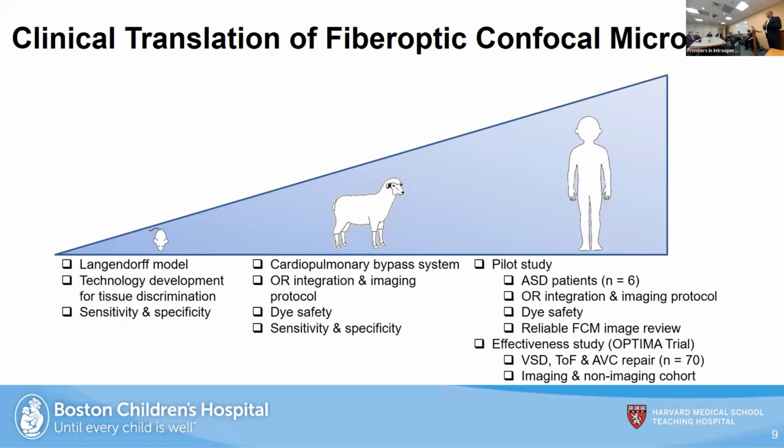And then we followed it up with an effectiveness study, which is called the OPTIMA trial, or the optical tissue identification for myocardial architecture, shortened as OPTIMA, where we have enrolled patients undergoing surgery for ventricular septal defect, tetralogy of Fallot, and AV canal repair, divided into 2 groups as imaging and non-imaging cohorts. We recently finished enrolling the patients, and it's still undergoing follow-up. For my presentation, I'll cover some of the cases from these and how these have made differences in the surgical protocol.